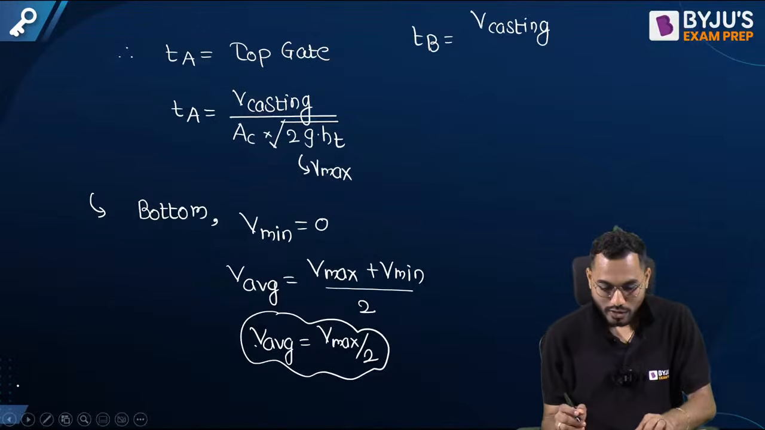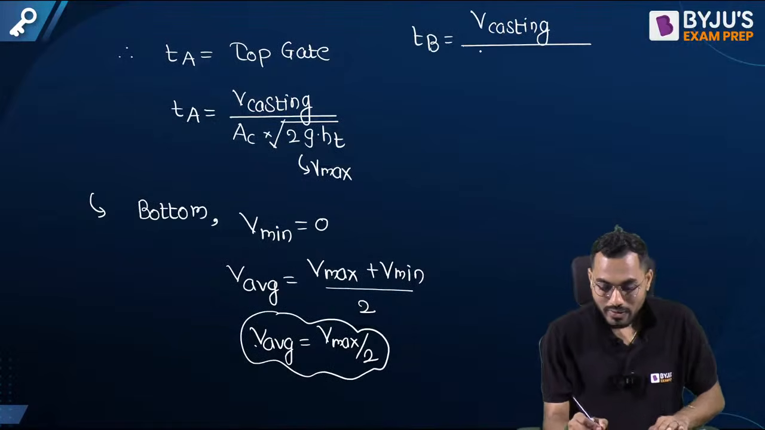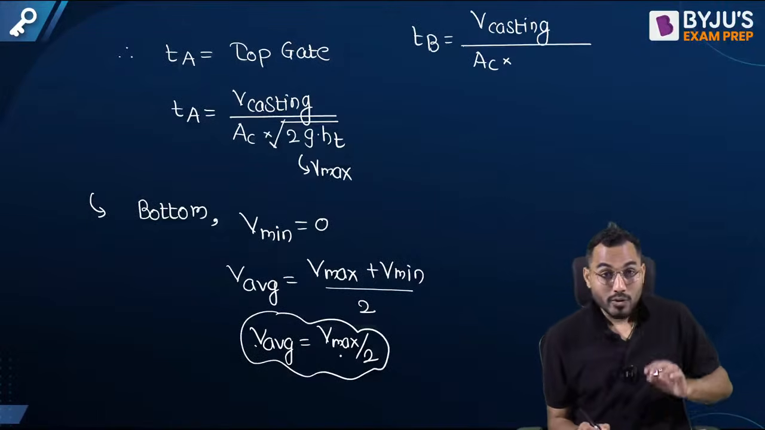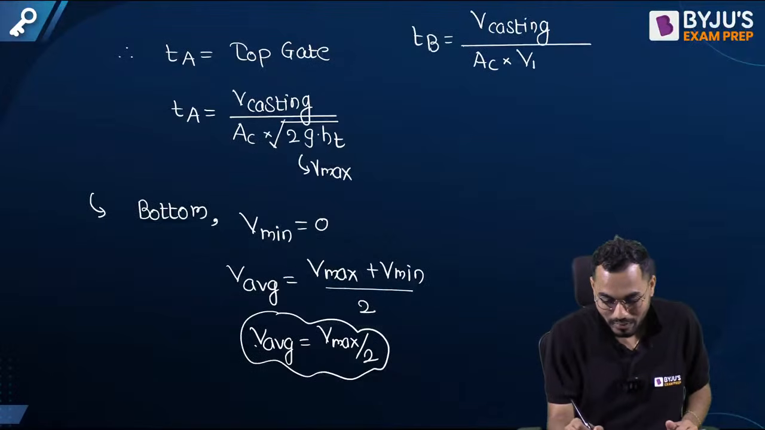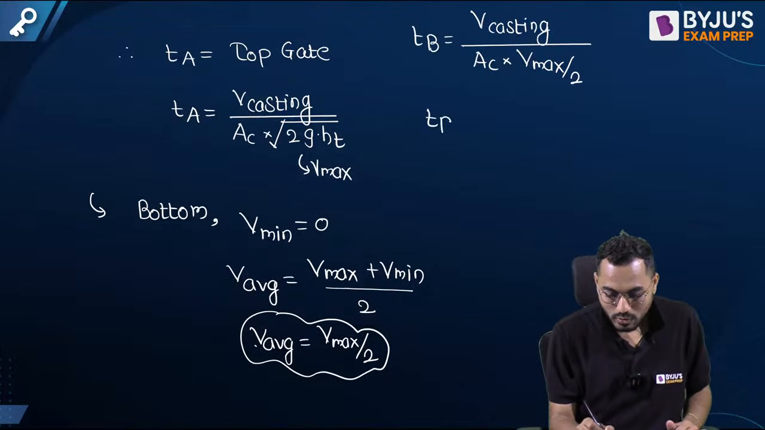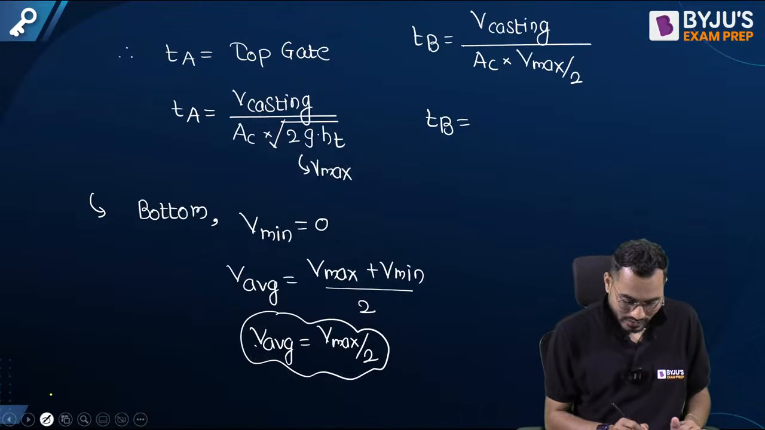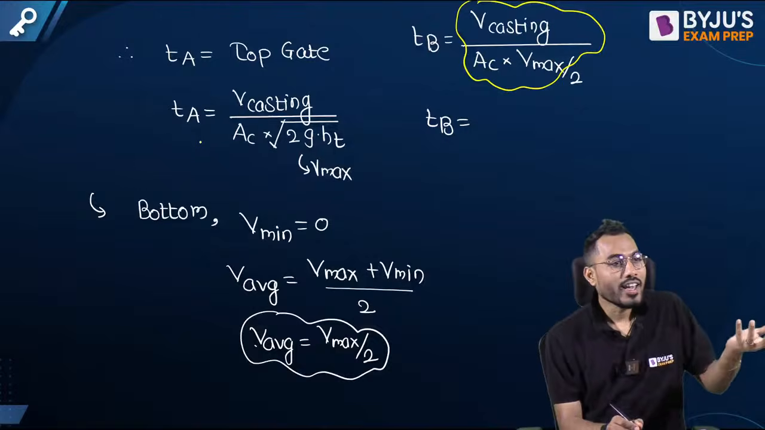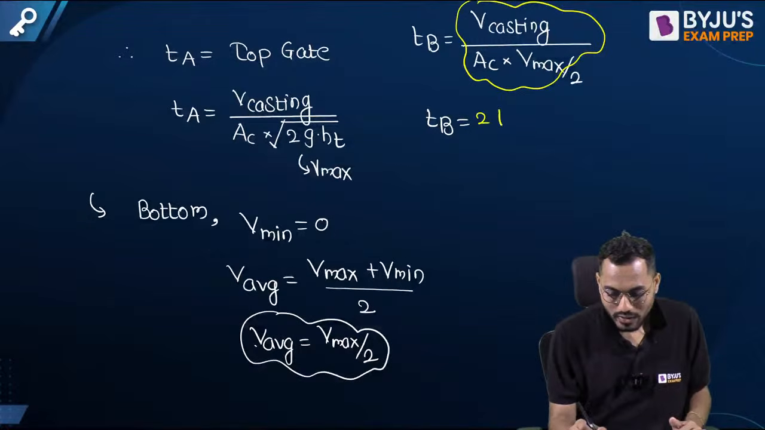Absolutely correct. The volume of casting remains the same, and the choke area will also remain the same. Now we have to put the average velocity. Can I say average velocity will be Vmax by 2? Okay, fine. Vmax divided by 2, so the 2 will come to the numerator. So TB is equal to, this value is nothing but TA, right? So I'll say 2 into TA.